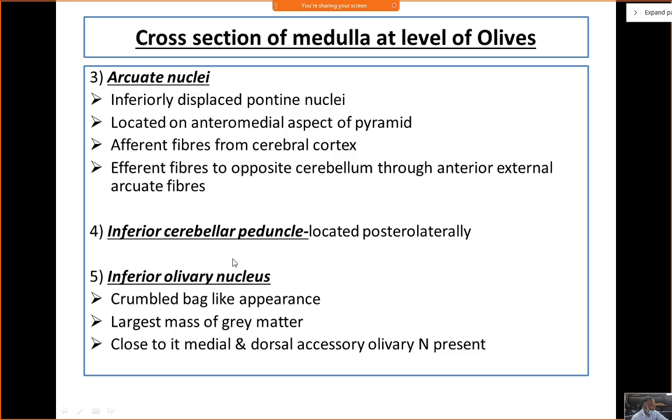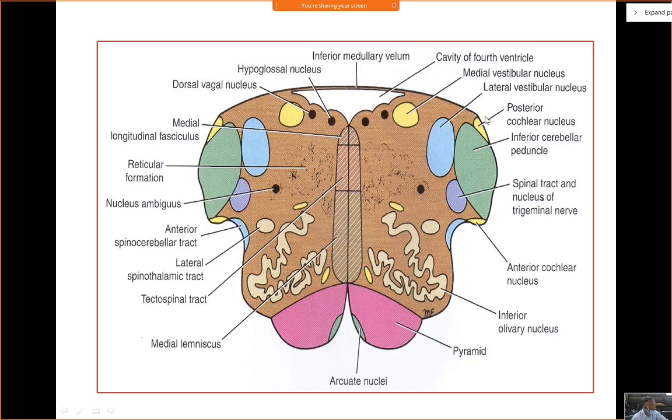Then the inferior cerebellar peduncle, which is located posterolaterally. This is the posterolateral aspect, the inferior cerebellar peduncle. So these fibers are connecting the medulla, and it is white matter. By means of these fibers, your medulla is connected to the cerebellar hemisphere.